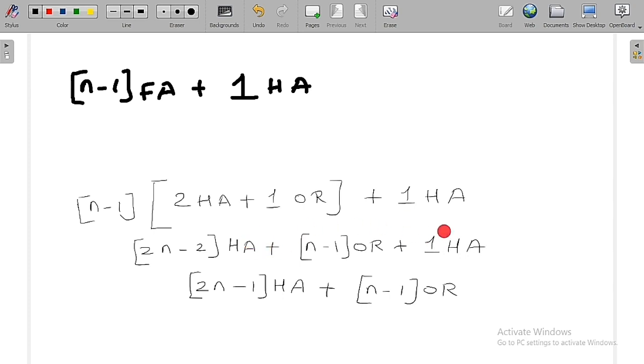So if you do the addition of these two things, we are going to get 2n minus 1 half adders plus n-1 OR gates. So simply we can say that the n-bit parallel adder is going to require n-1 full adders plus 1 half adder, or 2n minus 1 half adders plus n-1 OR gates, because 1 full adder requires 2 half adders plus 1 OR gate. So with the help of this concept, we are going to get the simplified expression.